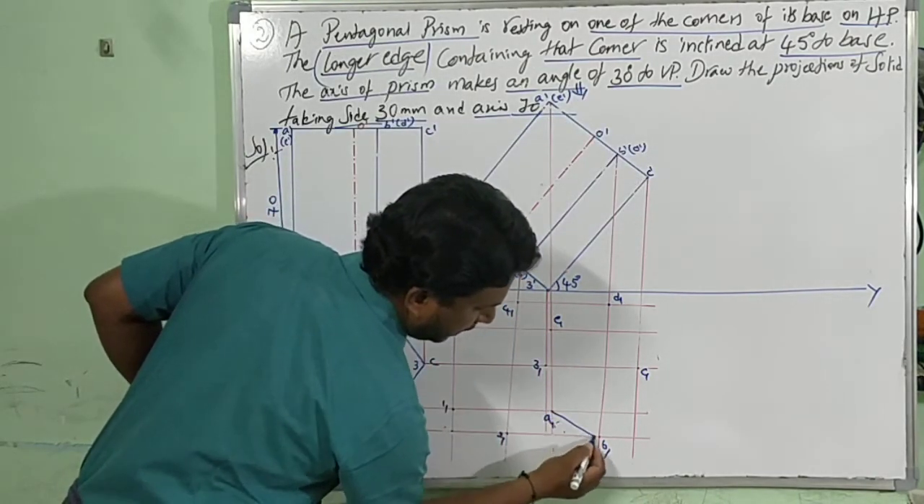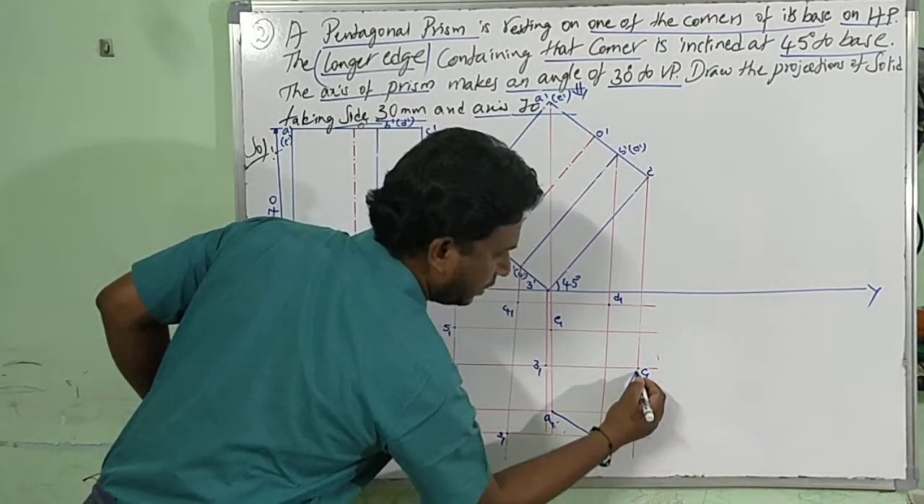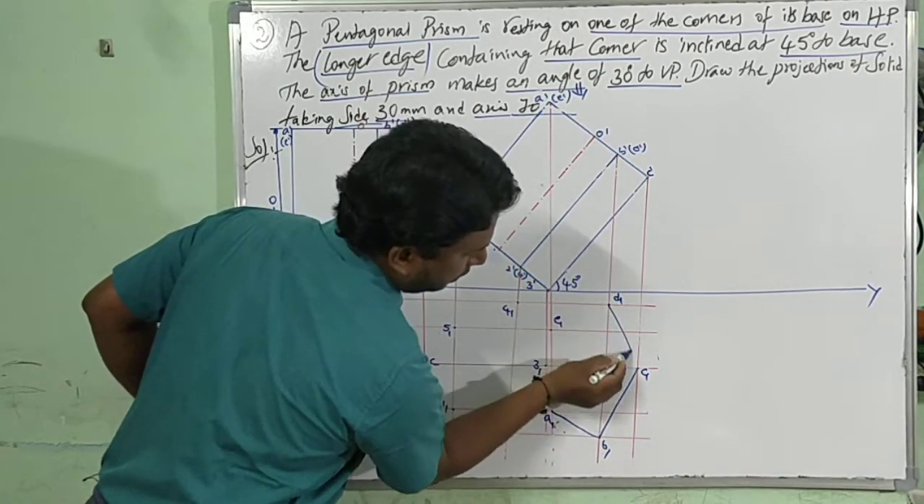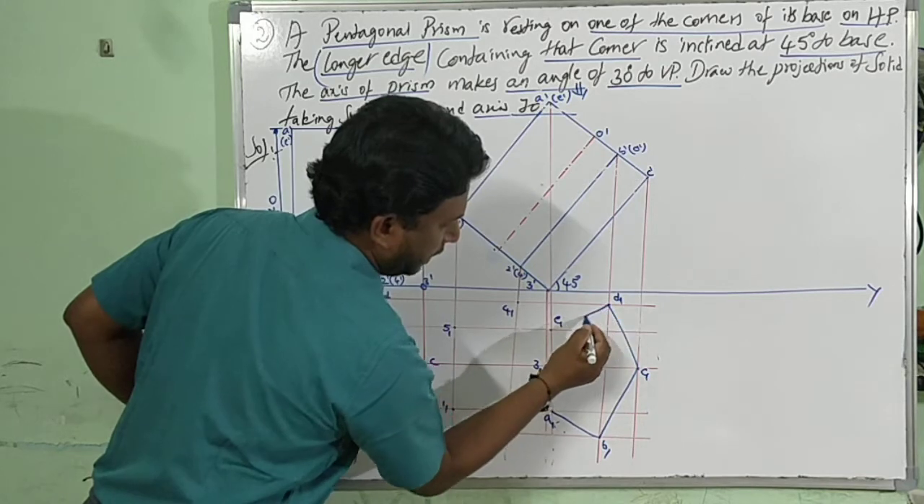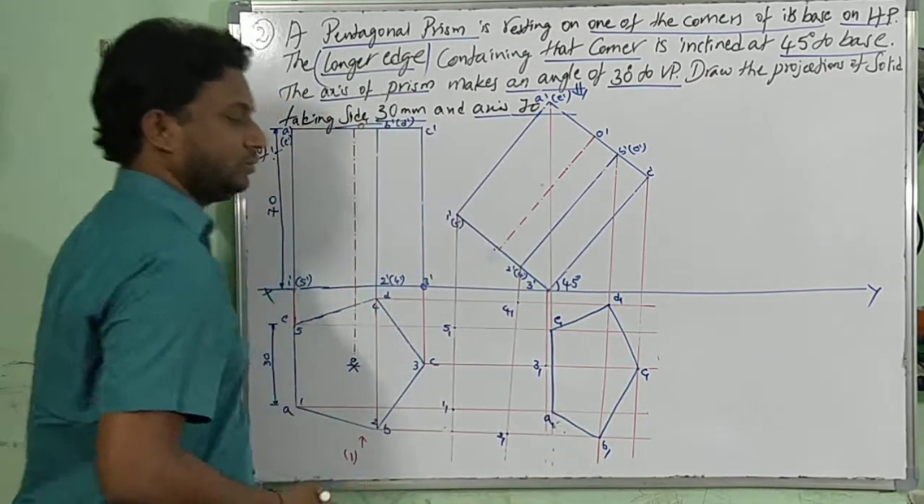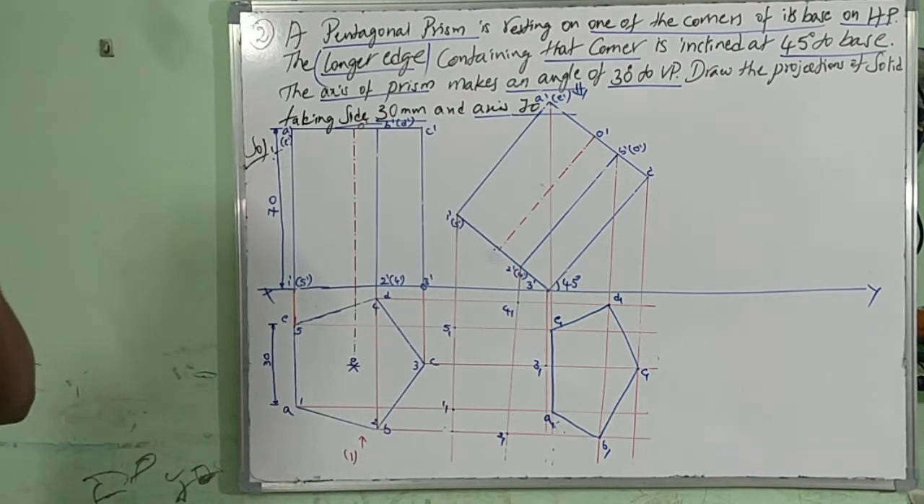A1, B1, B1, C1, C1, D1, D1, E1, E1, A1. The top base is drawn very clearly.